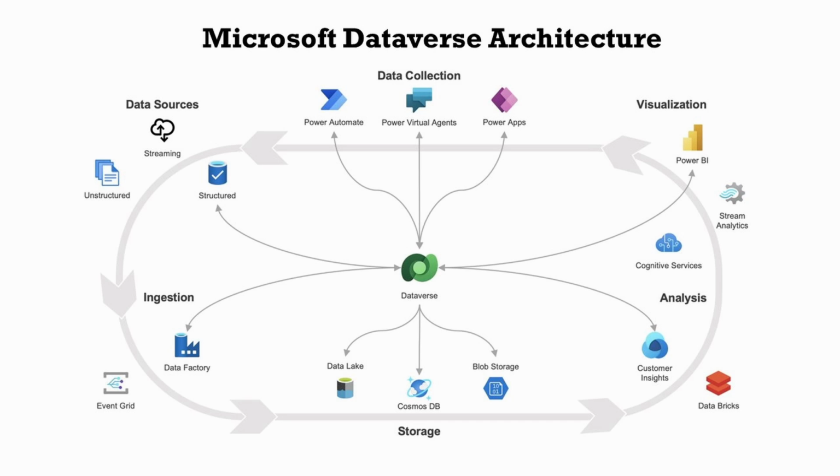Here on screen, we have a summary of the Dataverse architecture. The Dataverse lets you tap across multiple Microsoft underlying data storage technologies, bringing the best of all the services in this form. Data within Dataverse is stored within a set of tables. A table is a set of rows and columns. Each column in the table is designed to store a certain type of data. For example, name, age, salary, and so on.